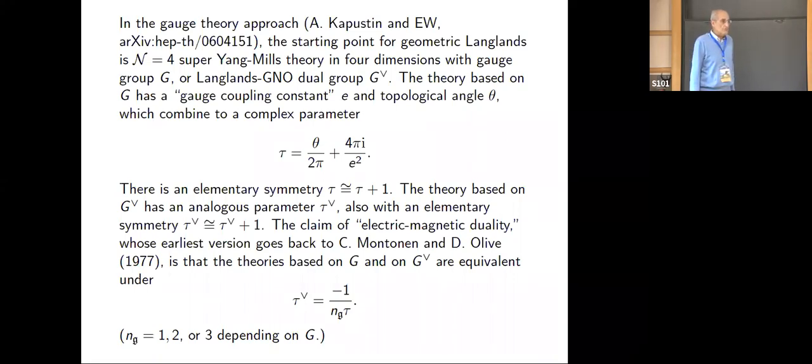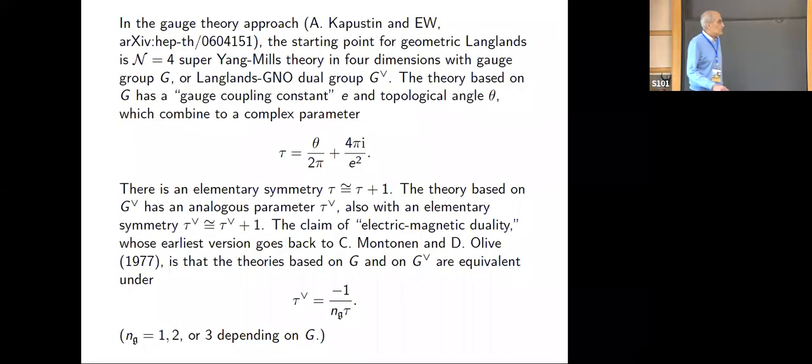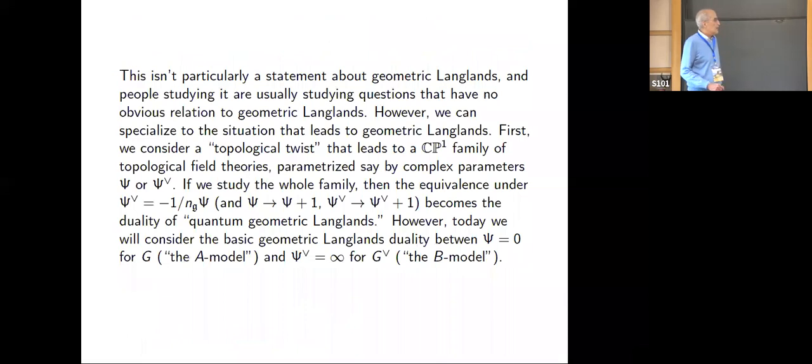And it took decades. The original conjecture was made in 1977. It took roughly 2 decades before physicists learned to effectively understand this duality and develop confidence that it was correct. Now, the statement made on this page isn't especially a statement about geometric Langlands. And in studying it, physicists are usually asking questions that have nothing in particular to do with geometric Langlands. But we can specialize to the situation that leads to geometric Langlands.